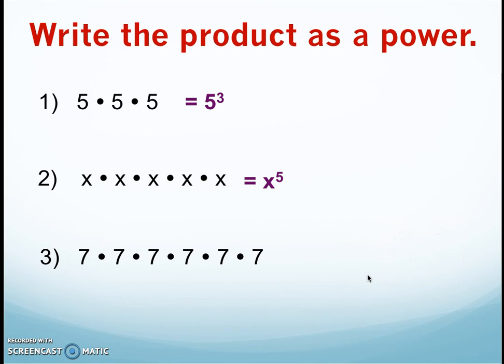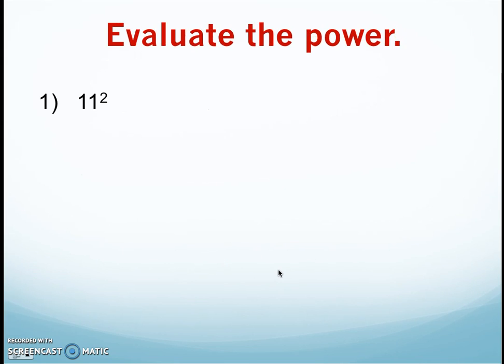All right, welcome back. So down here we've got 7 times 7 times 7 times 7 times 7 times 7. So that is 6 7s. So that should be 7 to the 6th power. All right, if we're evaluating a power, 11 squared, or 11 to the second power, is really 11 times 11, which gives us 121. All right, if I'm doing 2 to the 5th power, this is 5 2's, so 2 times 2 is 4, times 2 is 8, times 2 is 16, times 2 is 32.